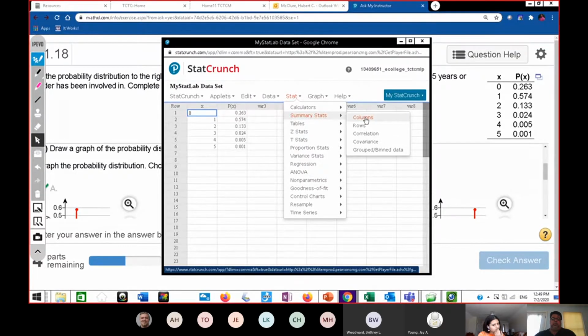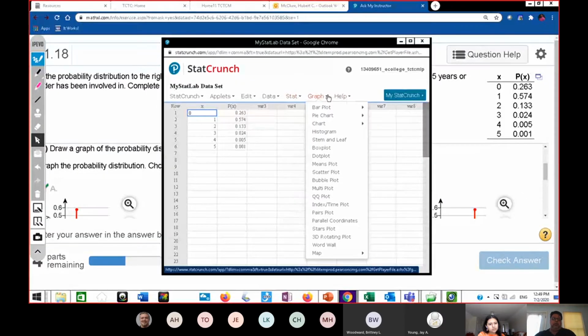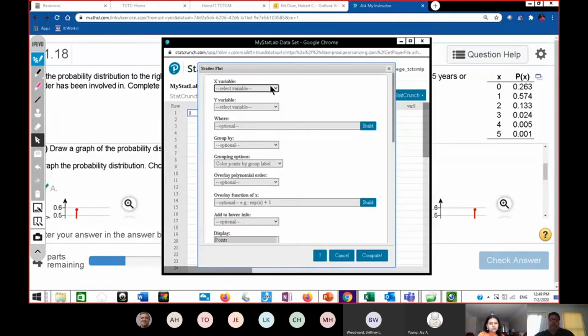Yeah. Graph, you should be able to graph a scatter plot. That's not a problem. Scatter plot, your X and your P of X. So go ahead and graph this. Go ahead and do a sketch. There you go. It goes right here, then it goes up, then it goes down.